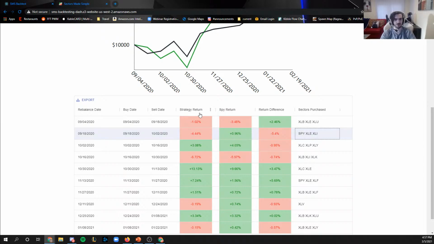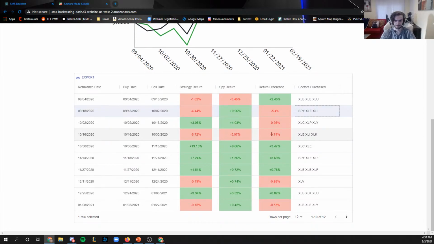Here under strategy return, you can see if the strategy made or lost money. Under SPY return, you can see what the market did, and then return difference is how much better or worse we did than the market. You can see here, if there is not 3 sectors for it to invest in, it will only invest in 1, or 2, or 3.